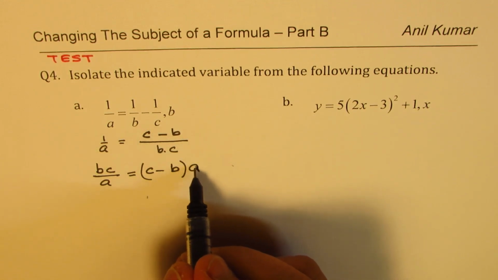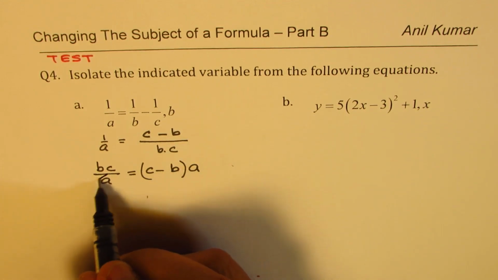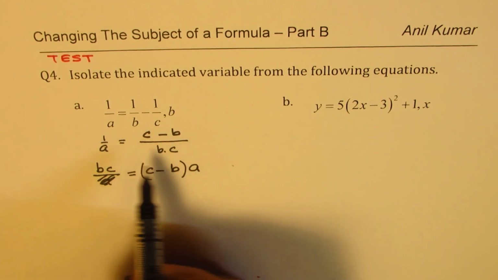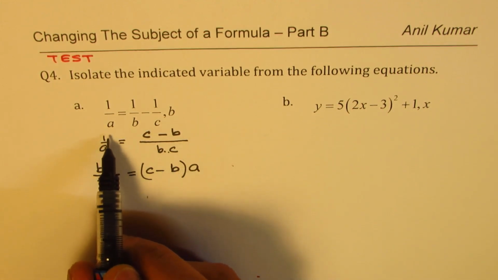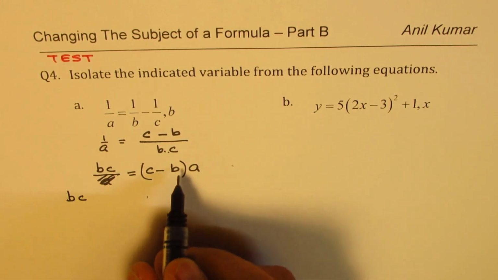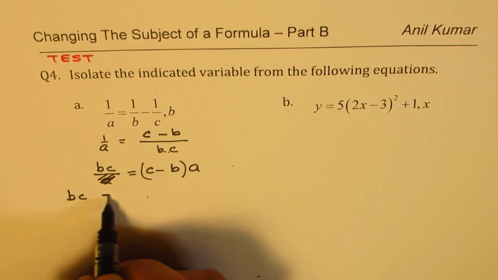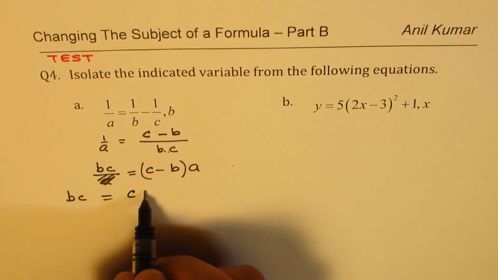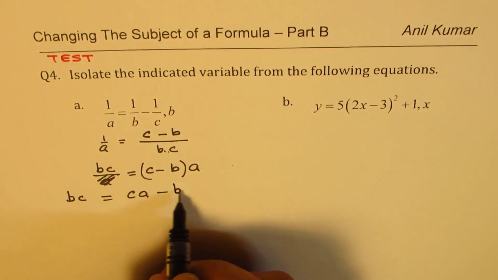So we'll do it in the next step. We need not write here, right? So we'll just cross multiply. So we'll take bc to this side and a to this side, right? So we get bc, and then, okay, let's open the brackets. We get ca minus ba.